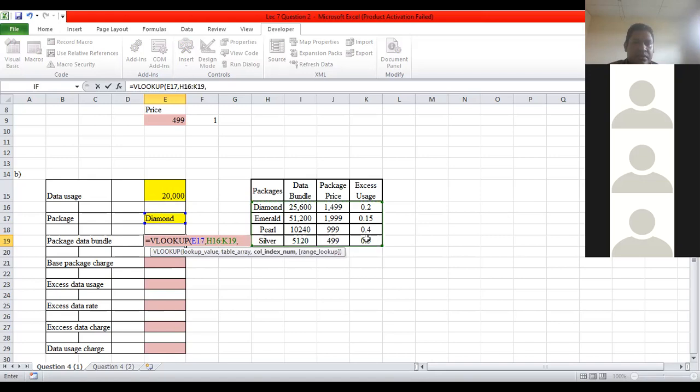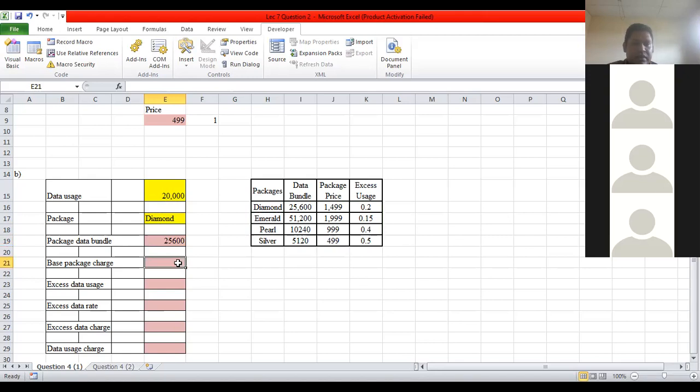Okay, and then you would have mentioned the column. It is in the second column, and you are looking for an exact match. Very correct. Good. Then close it. Enter. Very correct. Then the base package charge.